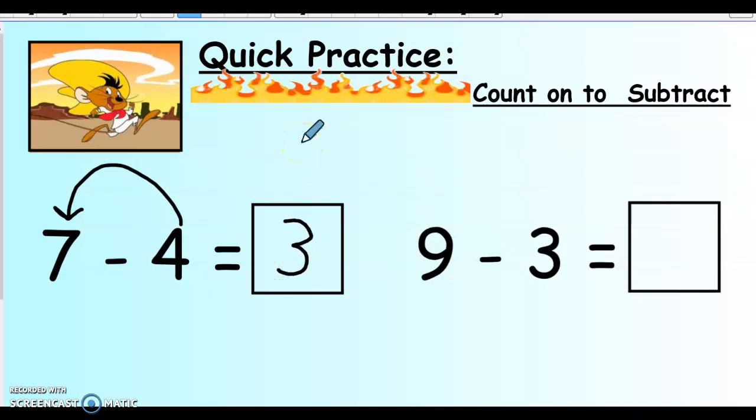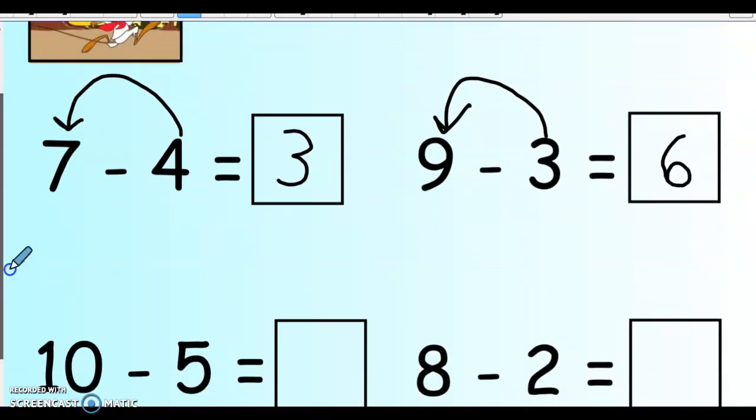Remember in the future, if you don't want to count on to subtract, you don't have to. As long as you come up with the right answer, that's fine. For right now, we're just practicing one of the strategies that we have learned to help us subtract. We're going to start at 3 and count up to 9. 3, 4, 5, 6, 7, 8, 9. Check your fingers. 6.